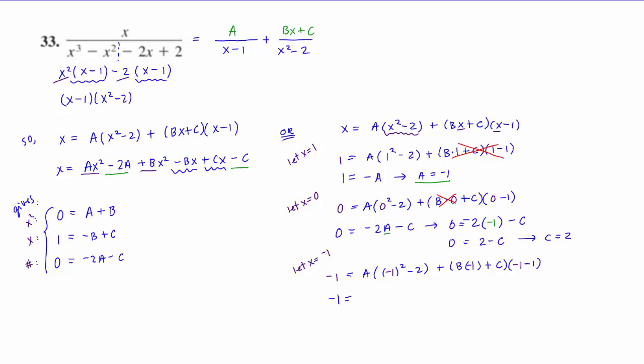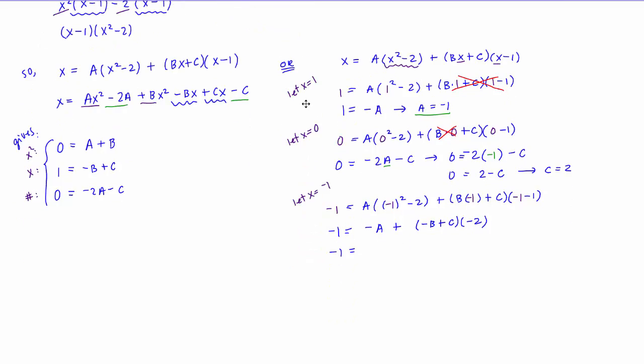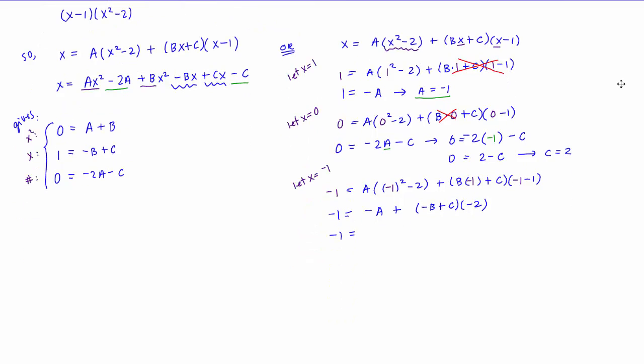That simplifies to negative 1 squared, which is positive 1, minus 2 times negative a plus negative b plus c times negative 2. So negative 1 equals negative a plus 2b minus 2c.